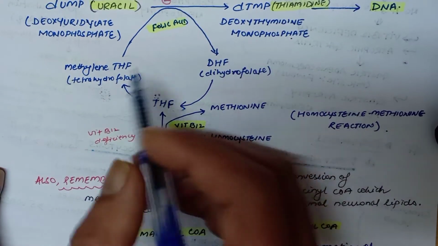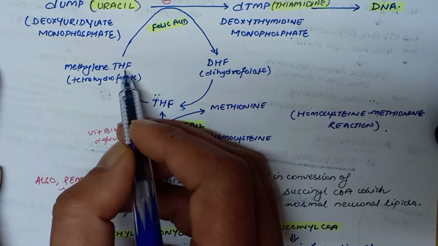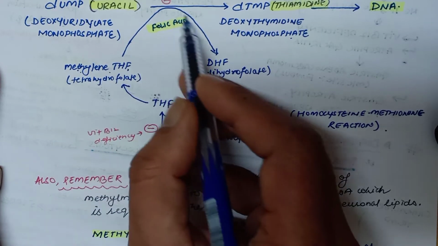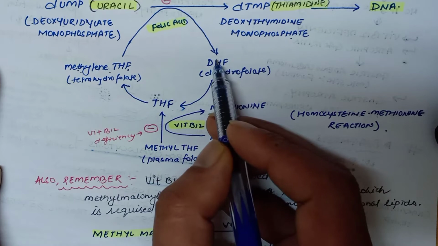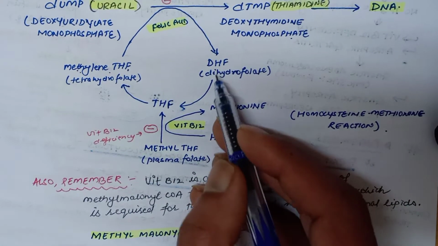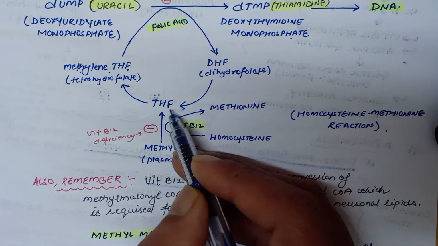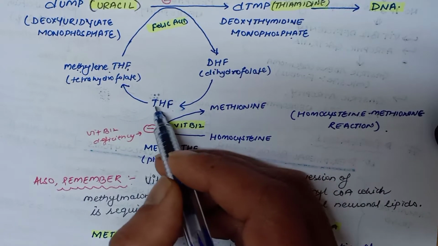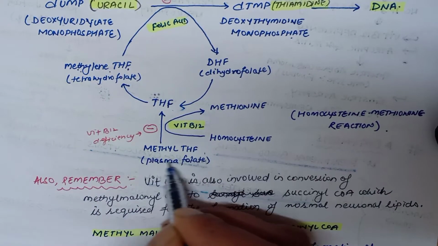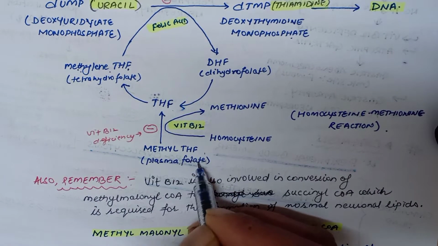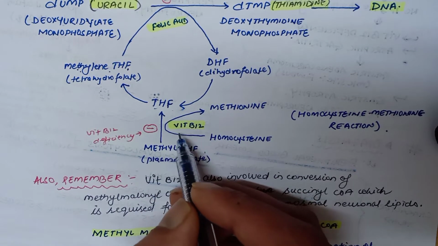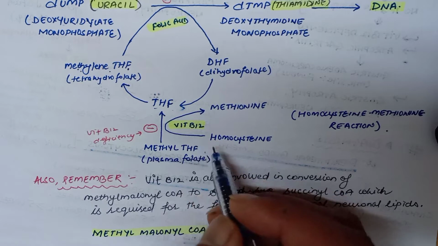For this process, methylene tetrahydrofolate gets converted into dihydrofolate with the help of folic acid. Now this dihydrofolate will form tetrahydrofolate, which will continue the cycle. So here methyl tetrahydrofolate, or the plasma folate, forms tetrahydrofolate in the presence of vitamin B12.